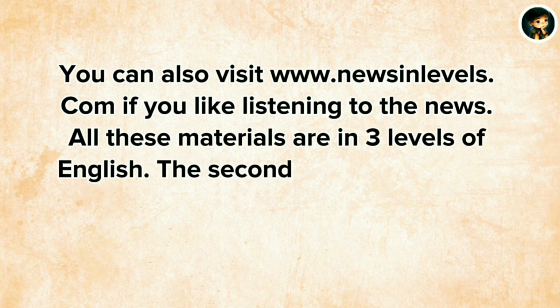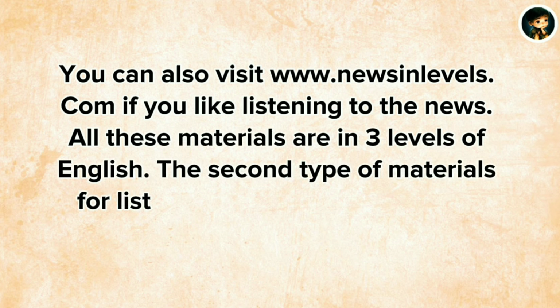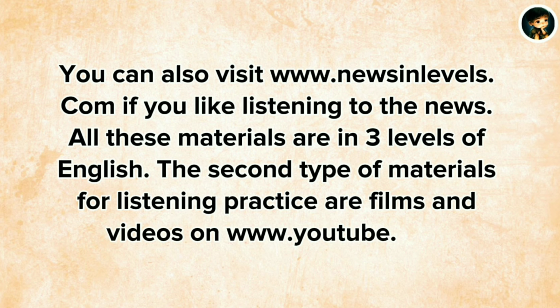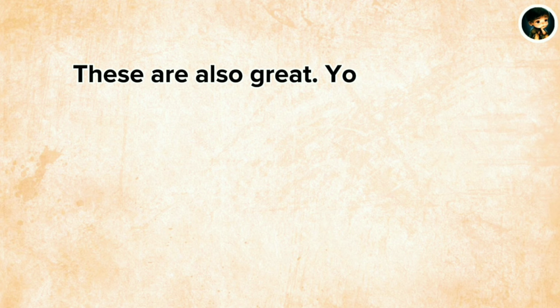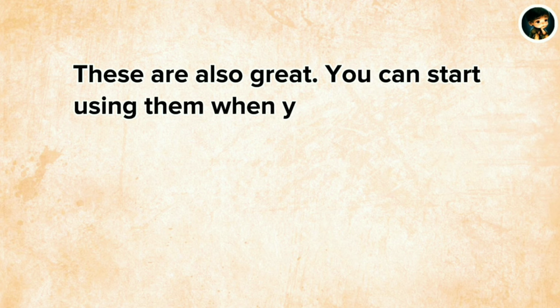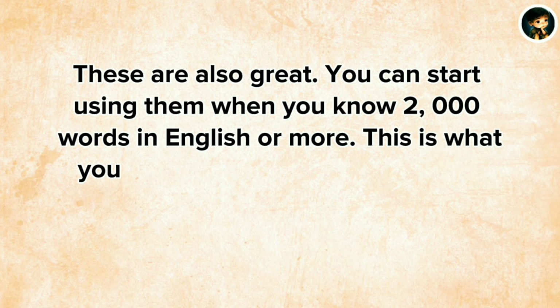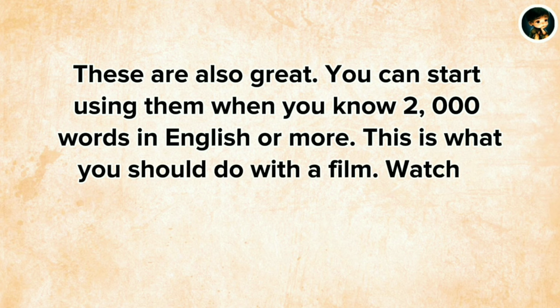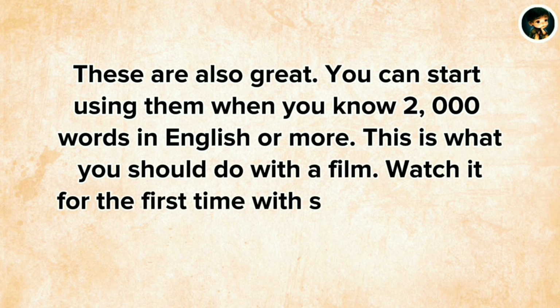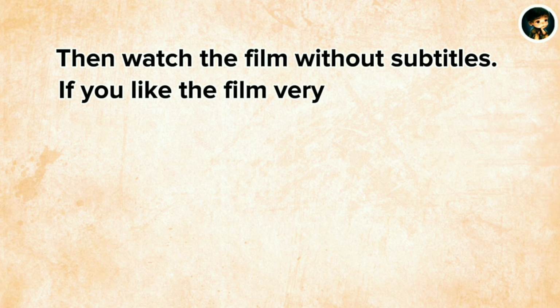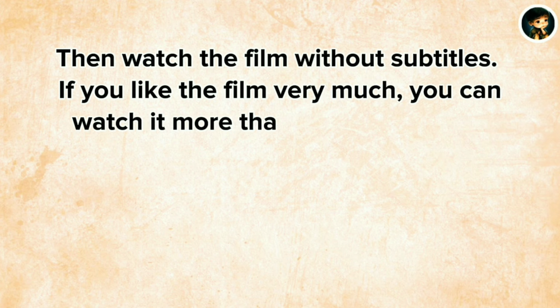The second type of materials for listening practice are films and videos on www.youtube.com. These are also great. You can start using them when you know 200 words in English or more. This is what you should do with a film. Watch it for the first time with subtitles, so that you know what the film is about. Then watch the film without subtitles. If you like the film very much, you can watch it more than once.